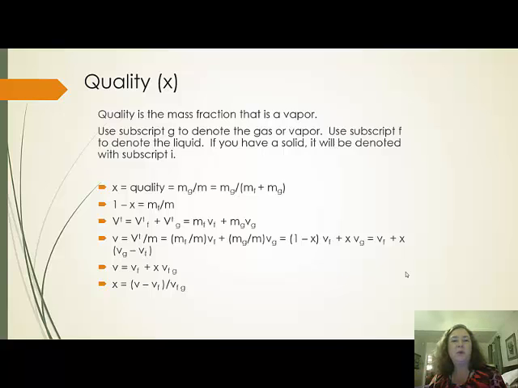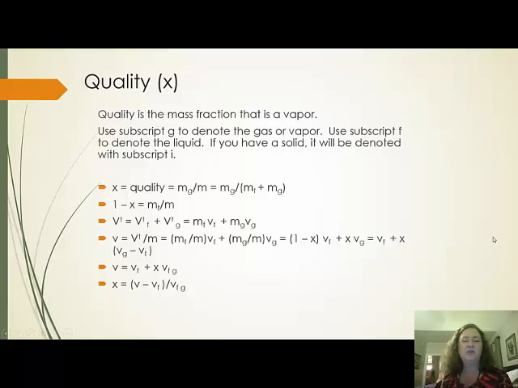So specifically, the way quality is defined is the mass fraction that's vapor. Okay? You will sometimes see places that talk about the liquid fraction, but quality means the mass fraction that's vapor. If you use a G to denote the gas or the vapor phase and F to denote the liquid phase, then you can define quality as in this slide.